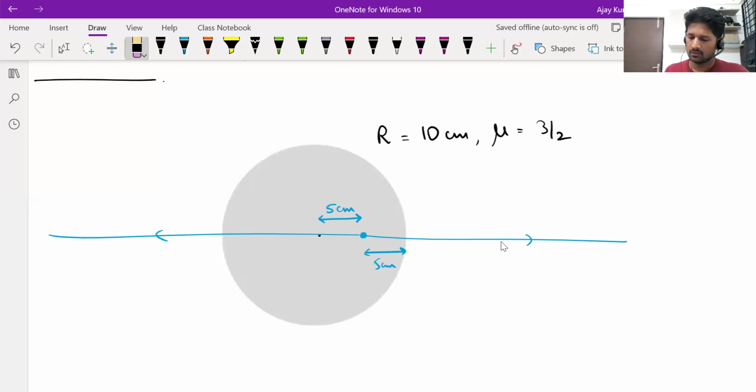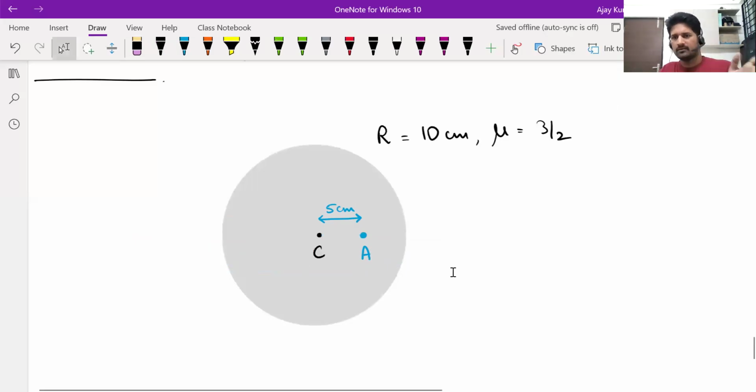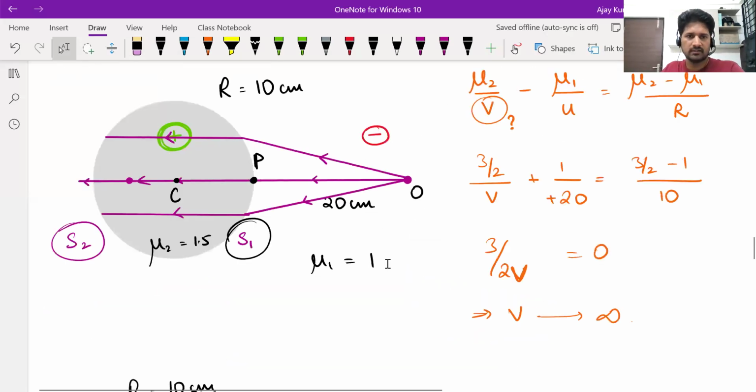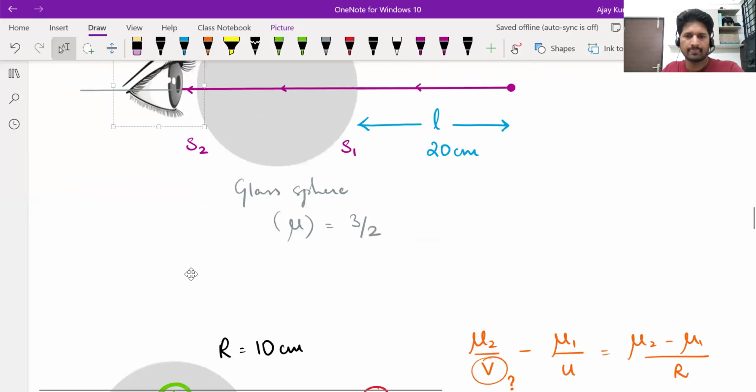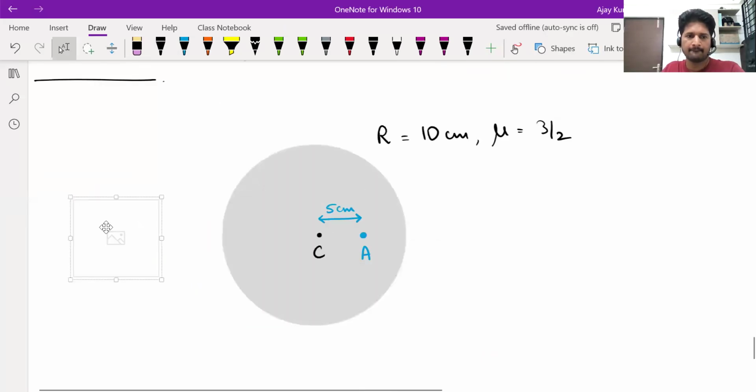Find out the apparent depth of that particle. I'll call the particle A. Let the center be C. Find out the apparent depth of the point A when seen from this side and that side. I'll just draw the observer's eye. So one observer is looking at it from the left side, another from the right side. Find out at what distance it appears to be. Solve this problem, all of you.